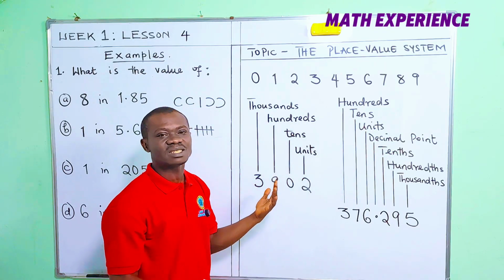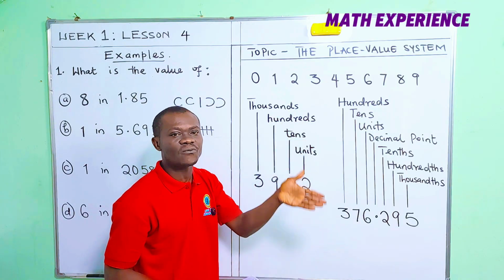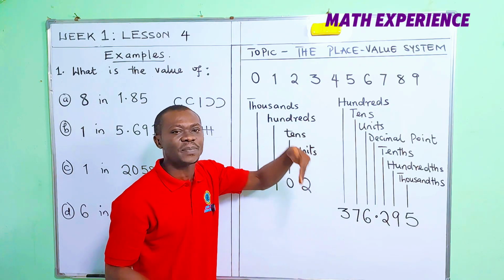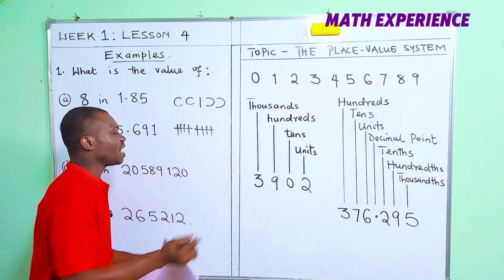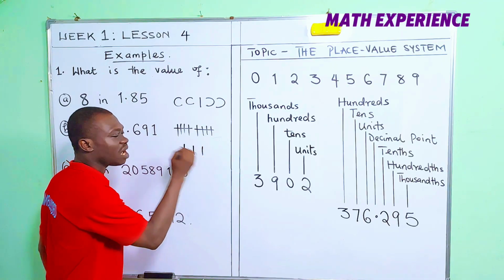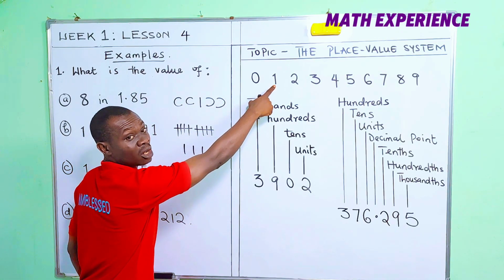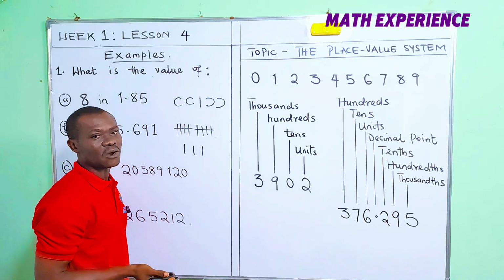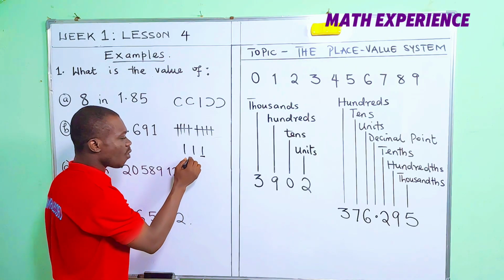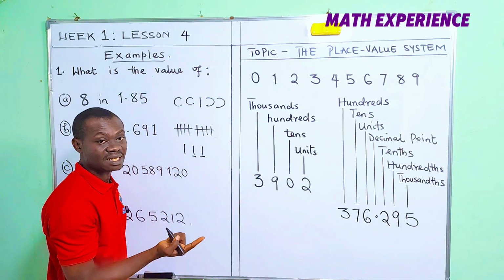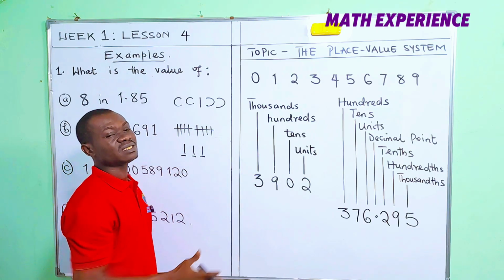What it does is place them in different positions, and the position of each symbol at a particular time gives its value. For instance, if I have 111 in this system, all of them are the same symbol, 1, but they represent different numbers because of their position. The one here is 1 unit, the one here is 10, and the one here is 100. That is what this system is all about.